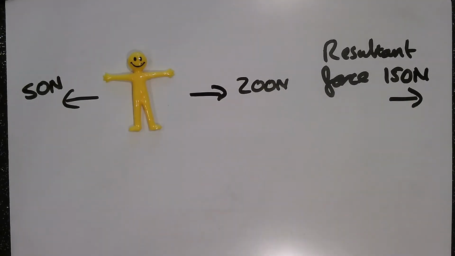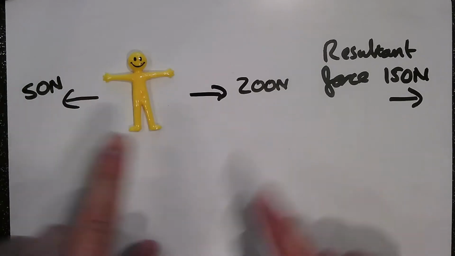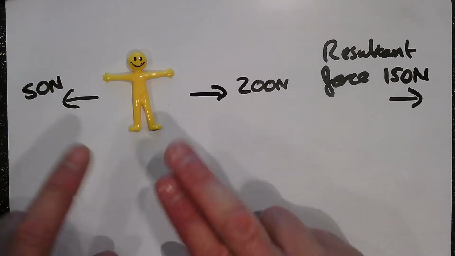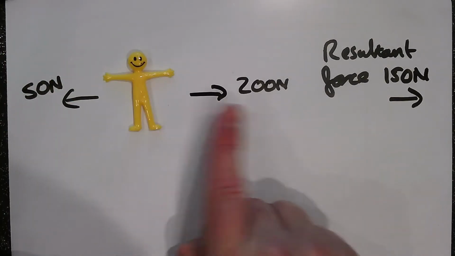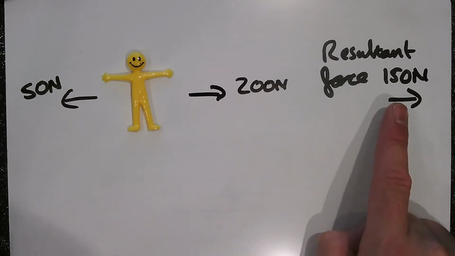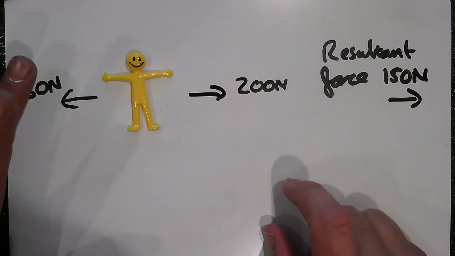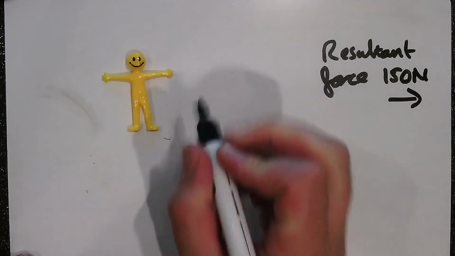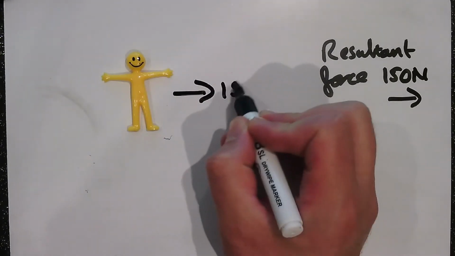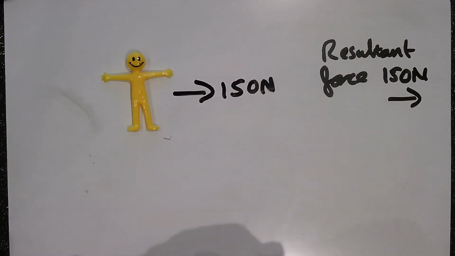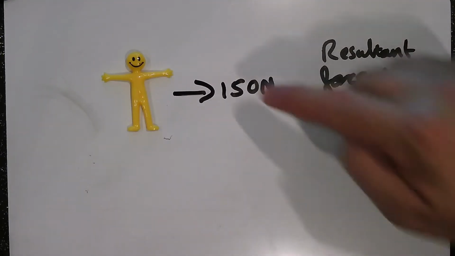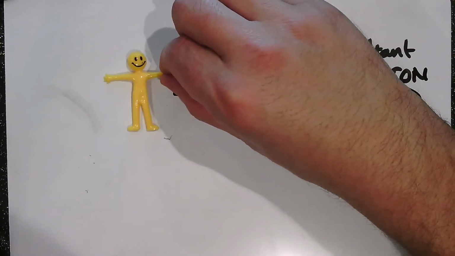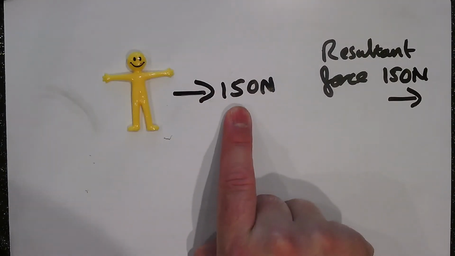Now, what the exam board want you to be able to do is to link this situation to what happens to Yellow Man, or a car, or a bus, or a train, or whatever that's undergoing this resultant force of 150 newtons. Let's make the situation a bit simpler and replace all the forces with the resultant force of 150 newtons. If Yellow Man was pulled in this direction with 150 newtons, his motion is going to change. He's going to do something because there's 150 newtons acting on him.